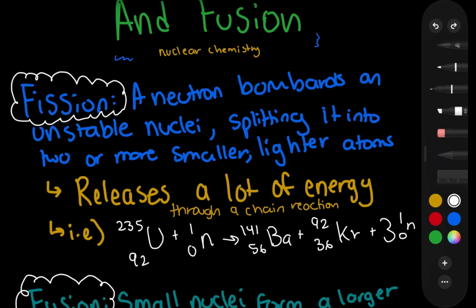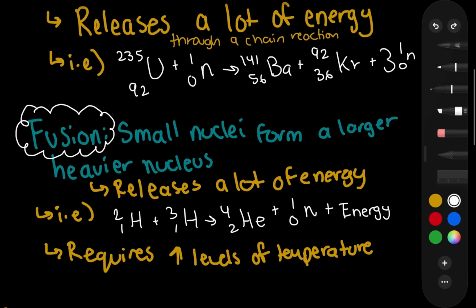An example here is how the neutron is being absorbed by the uranium, causing the unstable uranium to break down into smaller, lighter nuclei. Now, fusion is when a small nuclei forms a larger or heavier nucleus, and it's also going to release a lot of energy. An example here, we have the two hydrogen atoms fusing into helium and releasing neutrons and energy. But fusion is going to require high levels of temperature in order to actually occur.